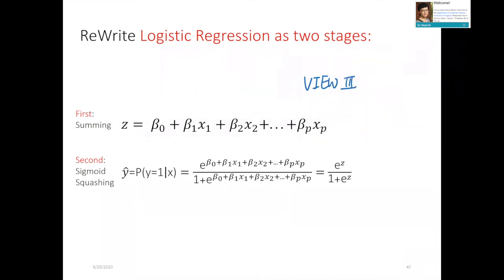I actually used h on the previous page, but now I use z, which is just a notation. We treat the first phase, this linear summation, as the variable z, like a linear regression. So this is just a weighted linear step. The second step is the sigmoid squashing function, which I already derived: e to the h over 1 plus e to the h.